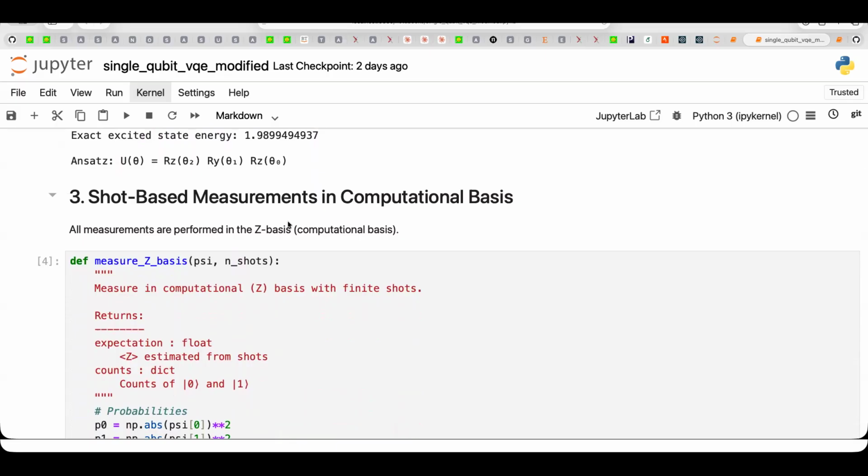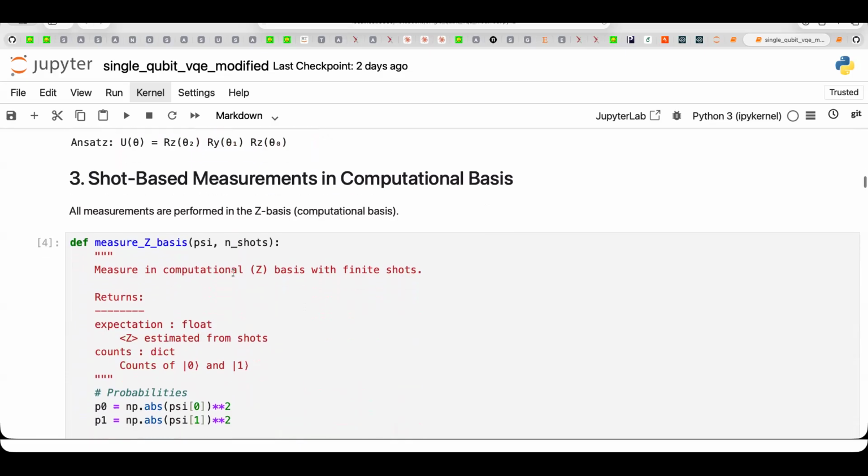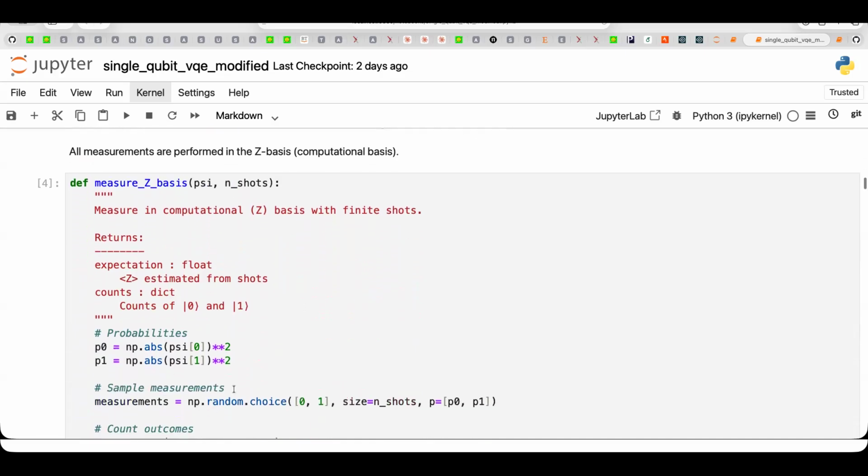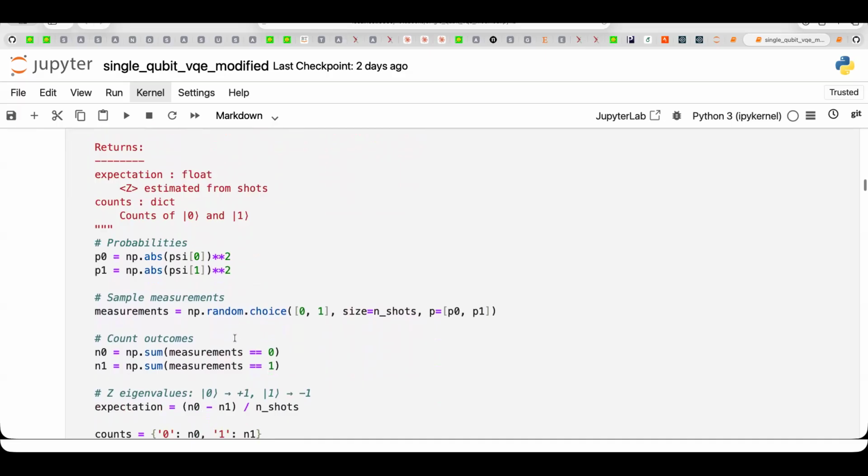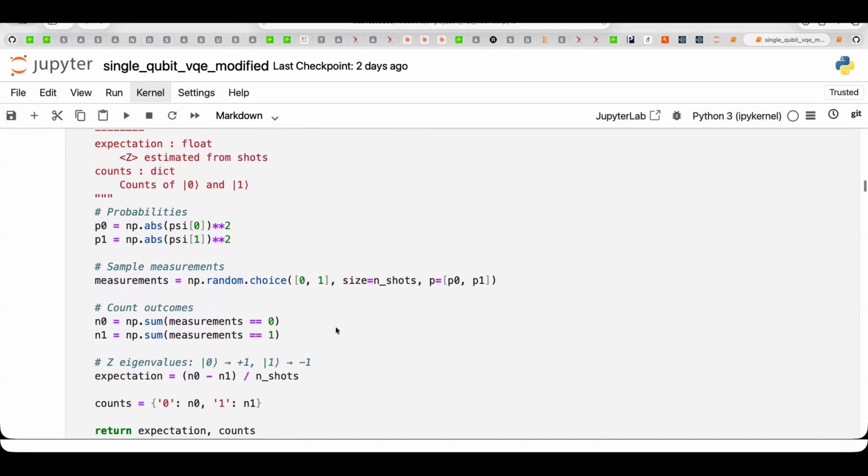What I have here now goes back to the way we set up measurements. Here we have a measurement in the Z basis, and you see I'm giving in the state psi, the ansatz, according to the number of shots I want to use. Then I calculate the probabilities, and we know that the probabilities simply have to be given by the projections of the 0 component and the 1 component. Then I do the sample measurements as a function of the number of shots.